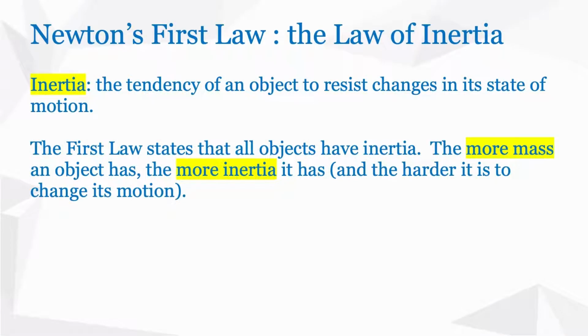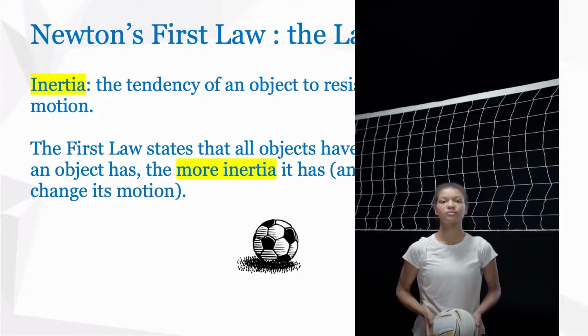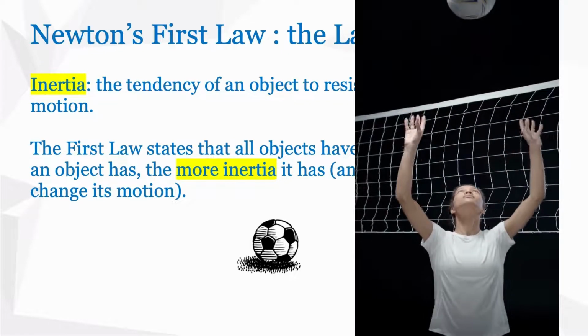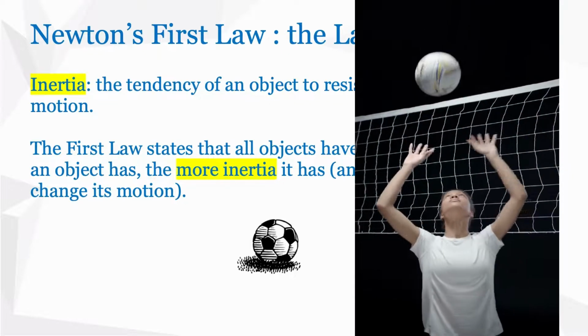Newton's first law is also called the law of inertia. It is the tendency of an object to resist changes in its state of motion. The first law states that all objects have inertia. The more mass an object has, the more inertia it has, and the harder it is to change its motion. So if you throw a ball upwards, it will eventually slow down and fall because of the force of gravity.